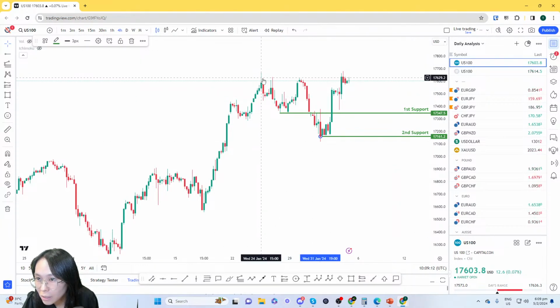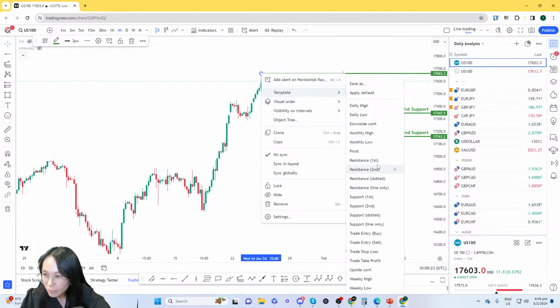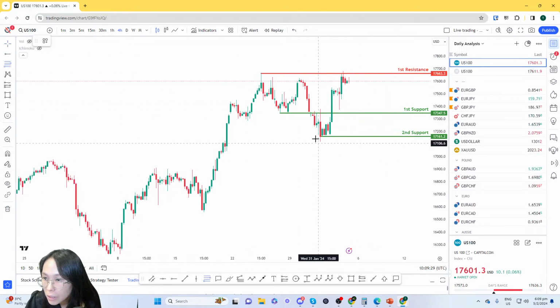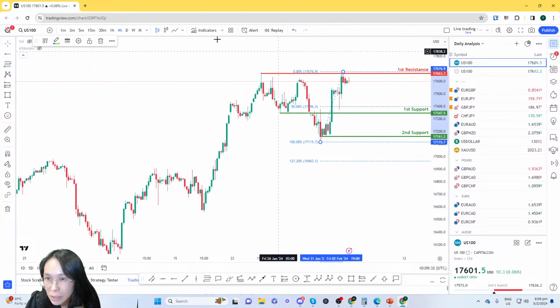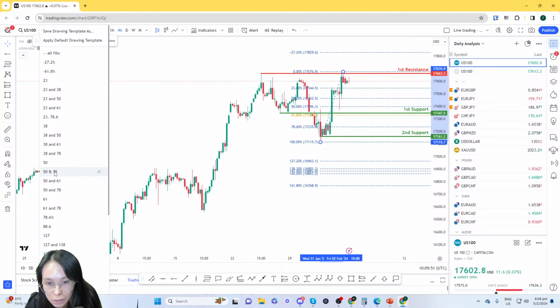And resistance, since this is all time high, this would be my resistance, the swing high. Okay, this would be my resistance, multi swing high. I'm gonna look for once again retracement level. I'm gonna use the 50% and 78.6%.